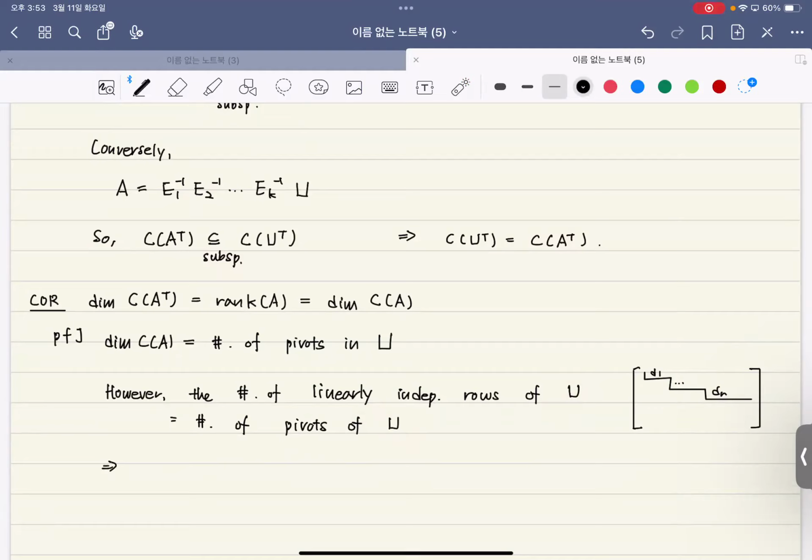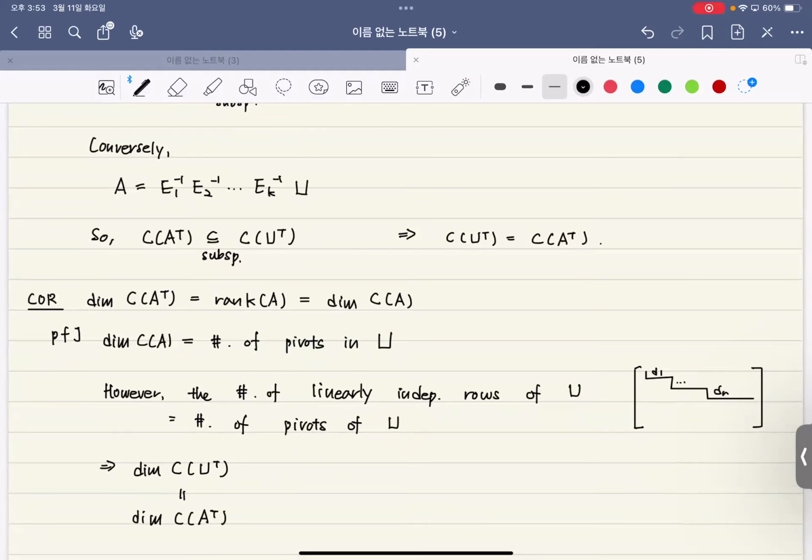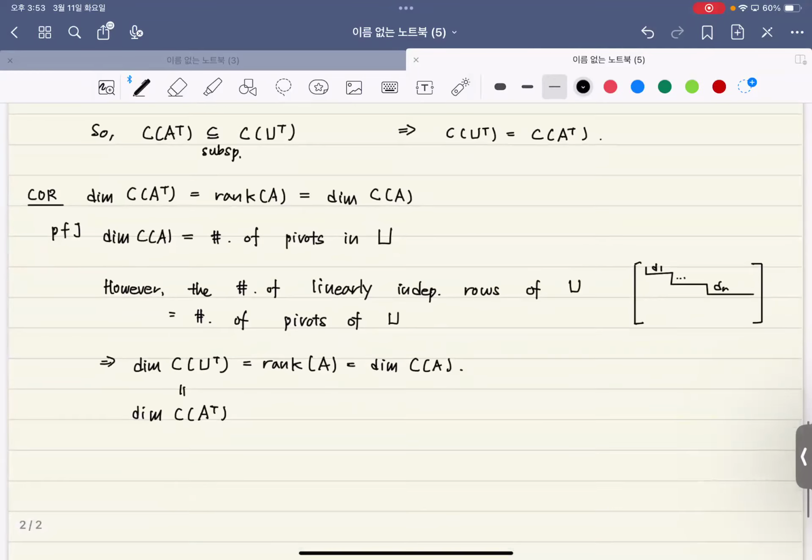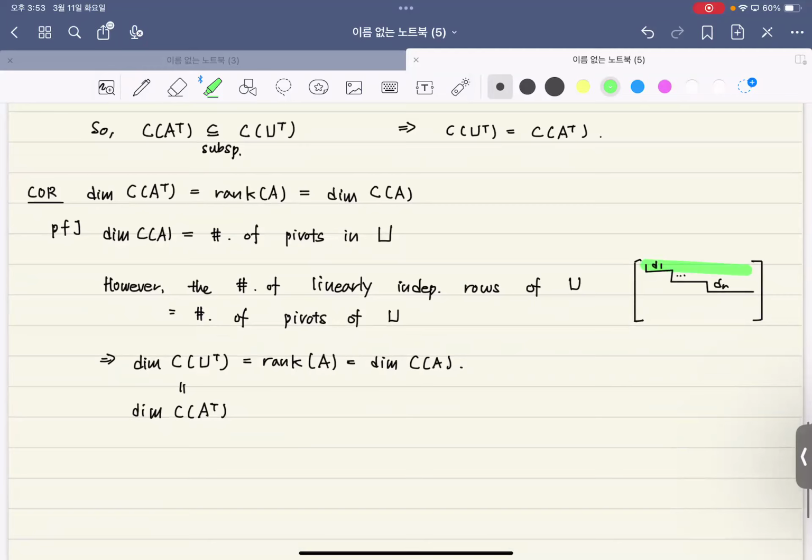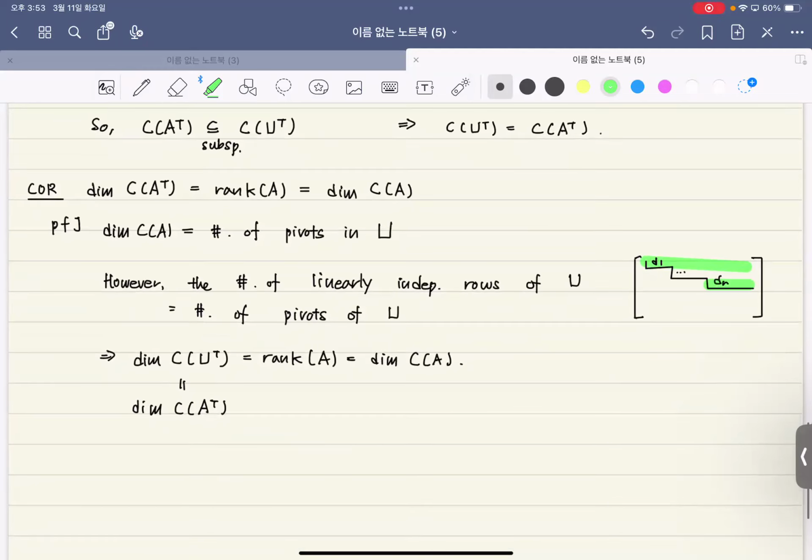That means the dimension of the row space of U is the same as the dimension of the row space of A. This is the same as the rank of A, which is the dimension of the column space. Those three numbers are all the same. Okay. All right.